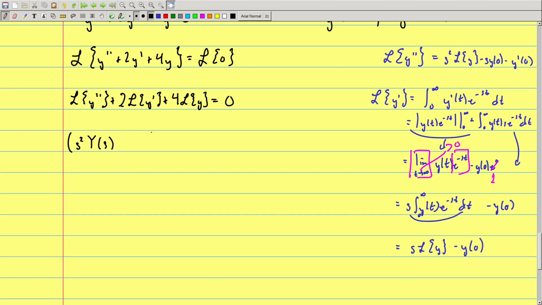Oops, sorry, forgot the rest. Minus s times y of 0 minus y prime of 0, plus 2 times s times capital Y of s minus y of 0, plus 4 capital Y of s equals 0.